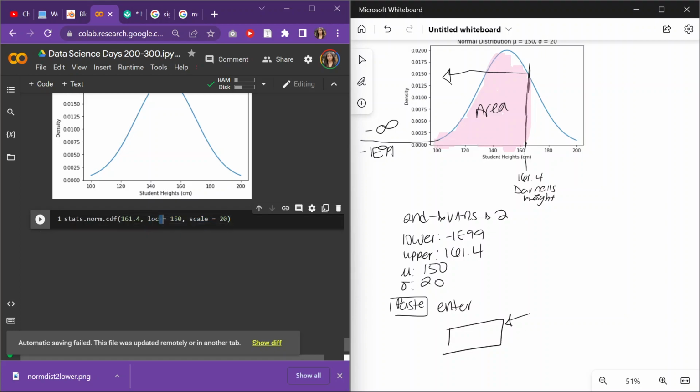So this right here is going to give you the proportion of students whose height is lower than Darnell's height, because the CDF function automatically, or actually, let me say it this way, your normal CDF function, at least in Python, only calculates the proportion of whatever x values there are that is lower than the point that you specify, which is 161.4. So it's only going to calculate the pink area right here.